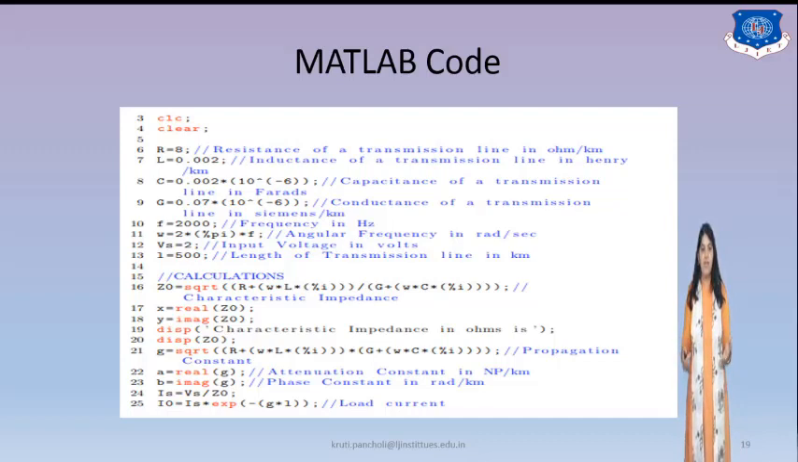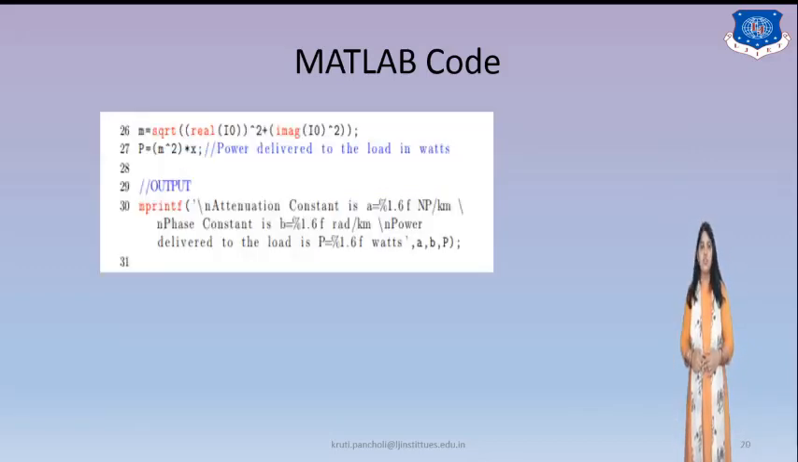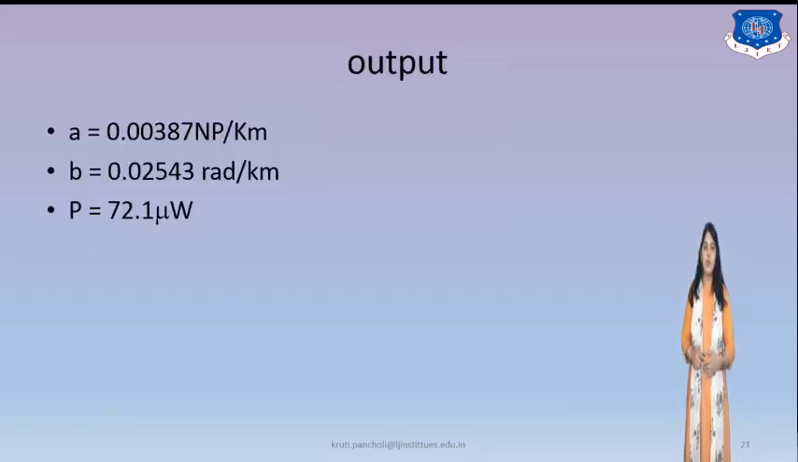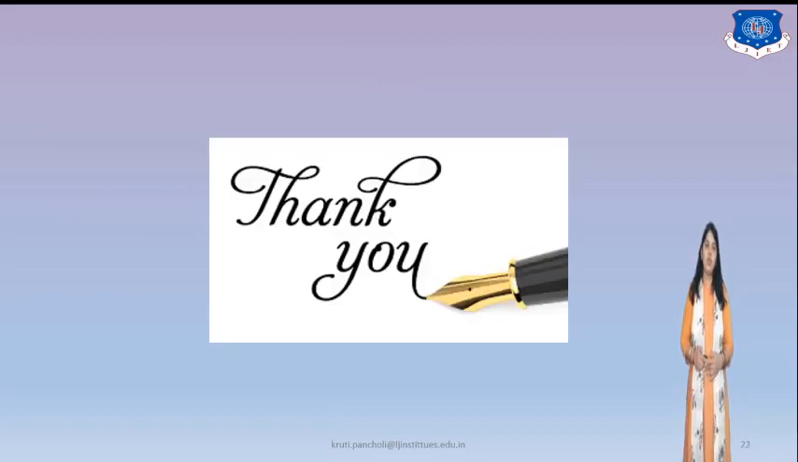We can display the values and find out the values for the gamma value. Then we can separate out the imaginary and the real part to find the propagation constant value. While writing this program, we get the answer: alpha is equal to 0.0036387 per kilometer, beta is equal to 0.02543 radian per kilometer, and P is equal to 72.1 microwatt. So this is about the examples related to this.